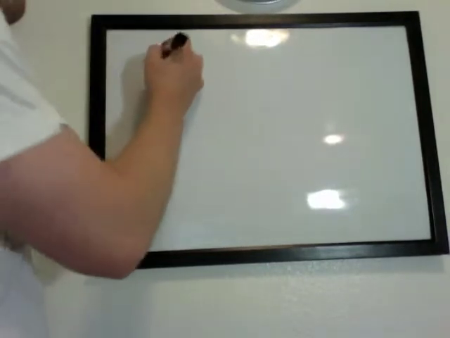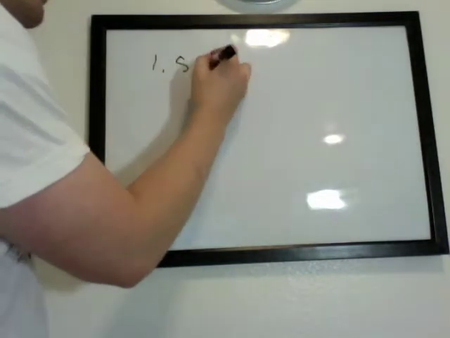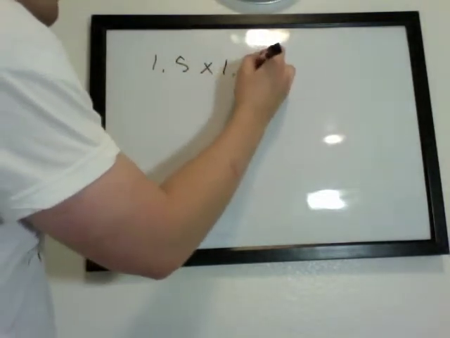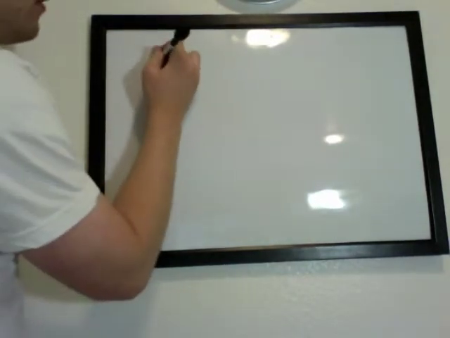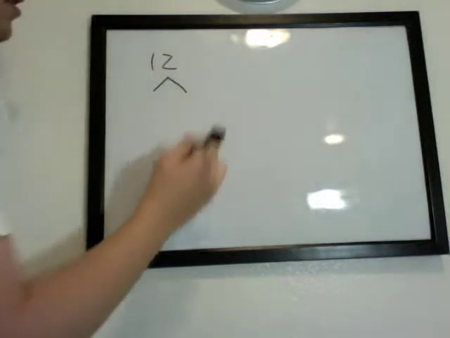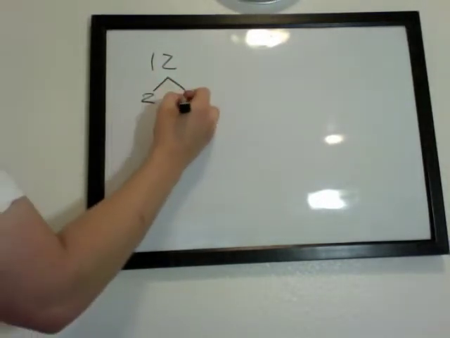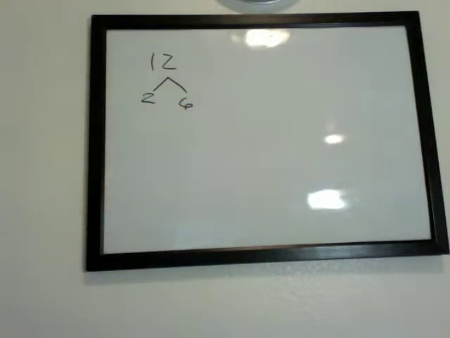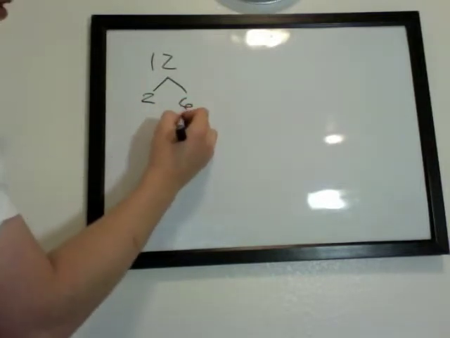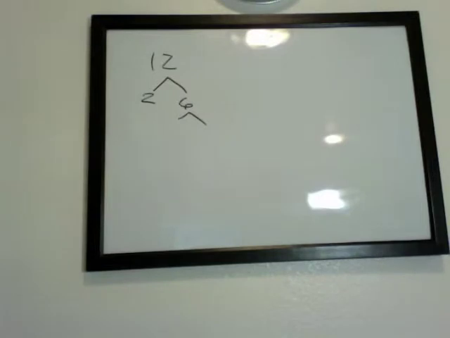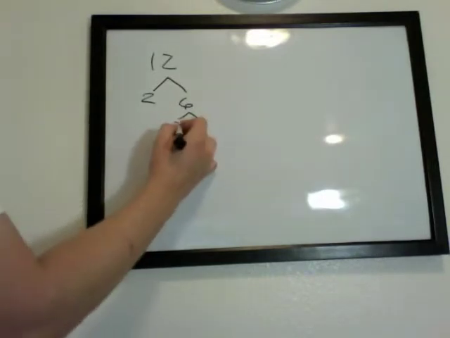Now when you're multiplying these numbers, we're not doing like 1.5 times 1.5. Trying to get down to prime numbers. Let's do 12. What goes into 12? Two numbers can go into 12. 2 and 6. Also, what two numbers can go into 6? I would say 2 and 3.